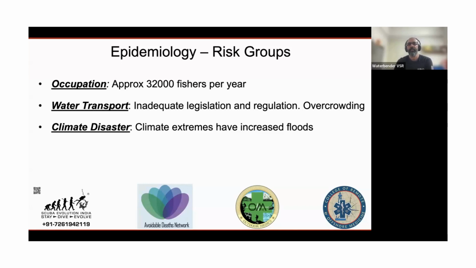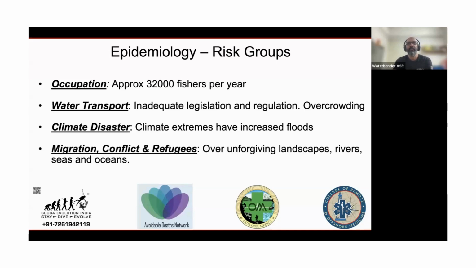We had Abdullah talk about climate disaster and global changes in weather patterns, which have increased flooding and therefore increased the risk of drowning for our fellow human beings. Now, one thing which really doesn't come up in some cases is the fact that a lot of migration and conflict happens over locations which are very unforgiving. A lot of cross-border migration happens over oceans, over unforgiving seas, over some water bodies which have historically been known to be very rough.